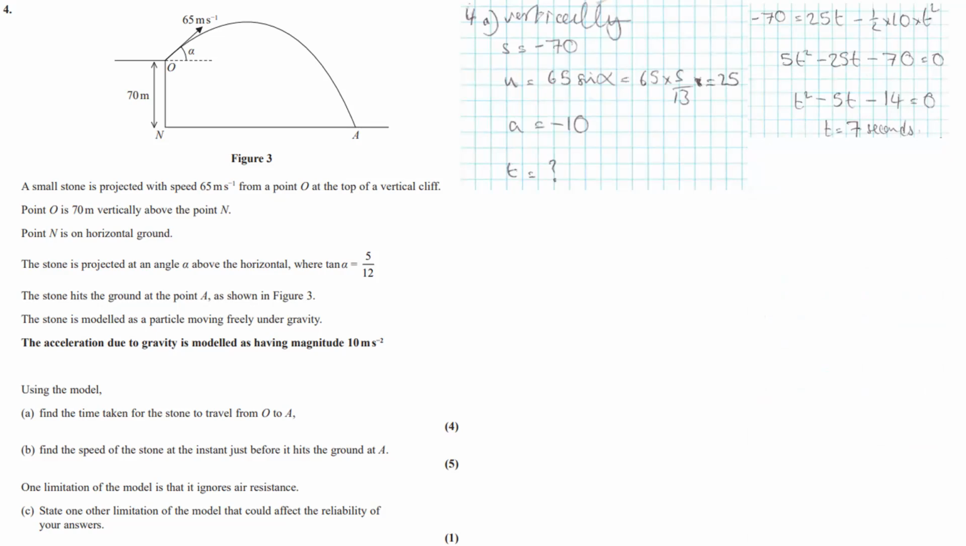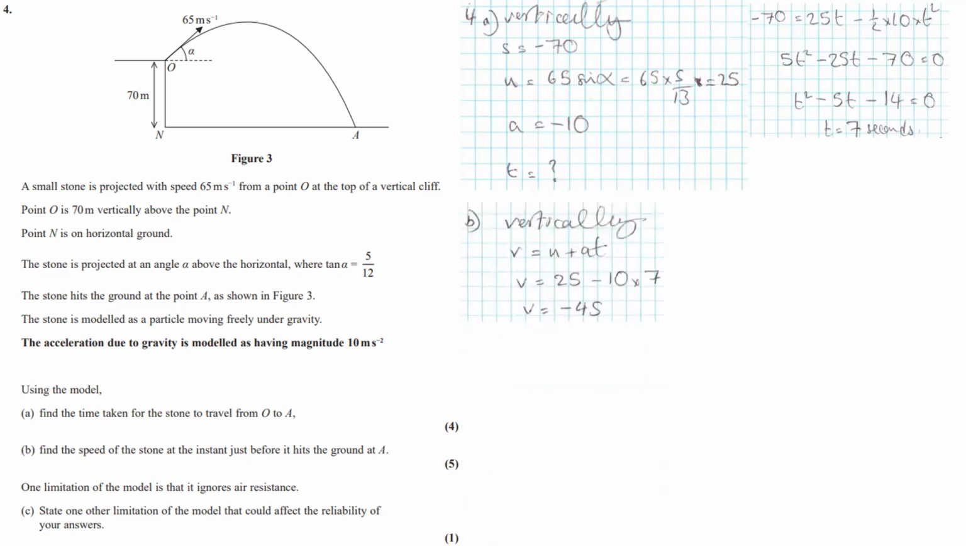Right. Part B, find the speed of the stone at the instant when it hits the ground. So speed, remember, is the magnitude of the horizontal and vertical velocities. Same with forces, same with acceleration, same with displacement, right? When you've got distance and speed and so on. So if they say speed, at some point you're going to have to do a Pythagoras calculation.